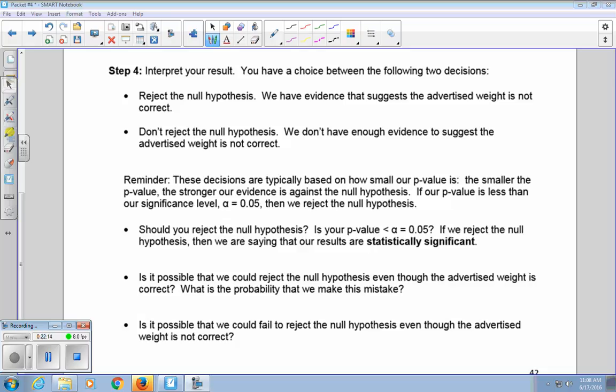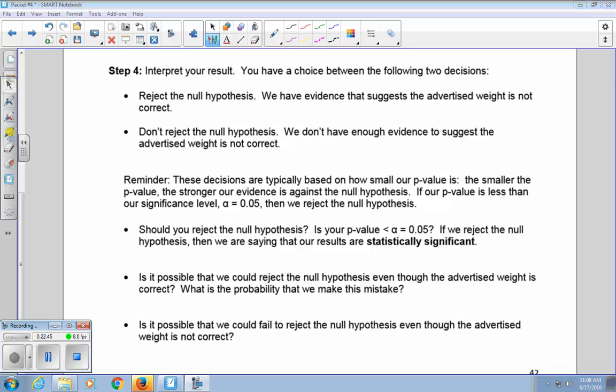We have to be very careful about our wording, okay? Because we cannot say that mu is equal to 2. We have not proven that mu is exactly equal to 2. All we're saying is that we wouldn't have enough evidence to say that it's not equal to 2. And that's a very careful line that you don't want to write wrong when you're writing up your results.